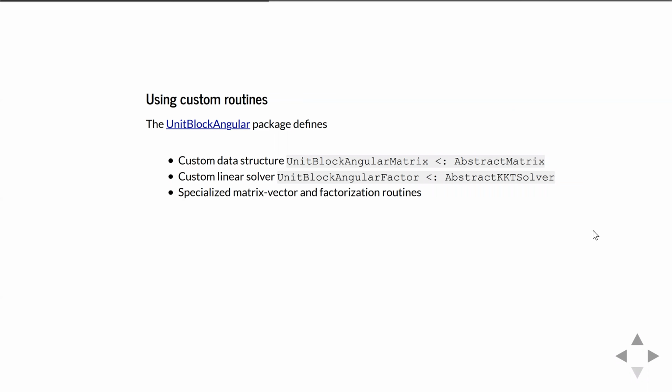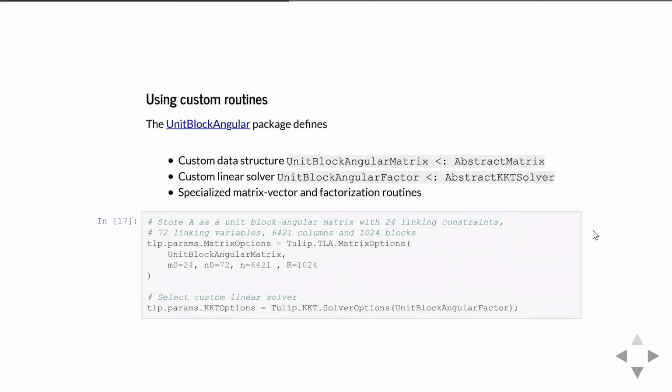So for instance, I coded a small unregistered package that's called unit block angular that defines a custom data structure that's called a unit block angular matrix and a custom linear solver that's called unit block angular factor. And in that, I have coded specialized matrix vector and factorization routines. So that's one of the examples that is given in the paper, if you want more background on that. And then this is how you would be using it when solving a problem.